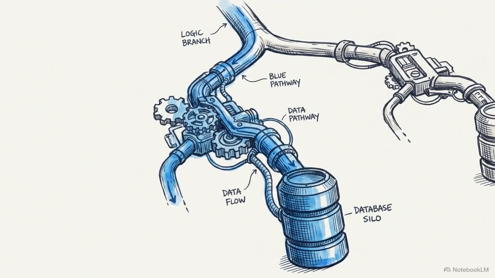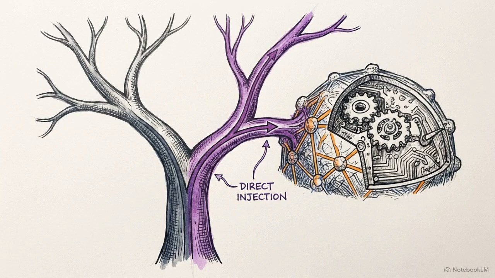The decision rule is absolute. Use RAG for dynamic, factual data retrieval. Use fine-tuning to permanently embed domain-specific behavior directly into the model's architecture.